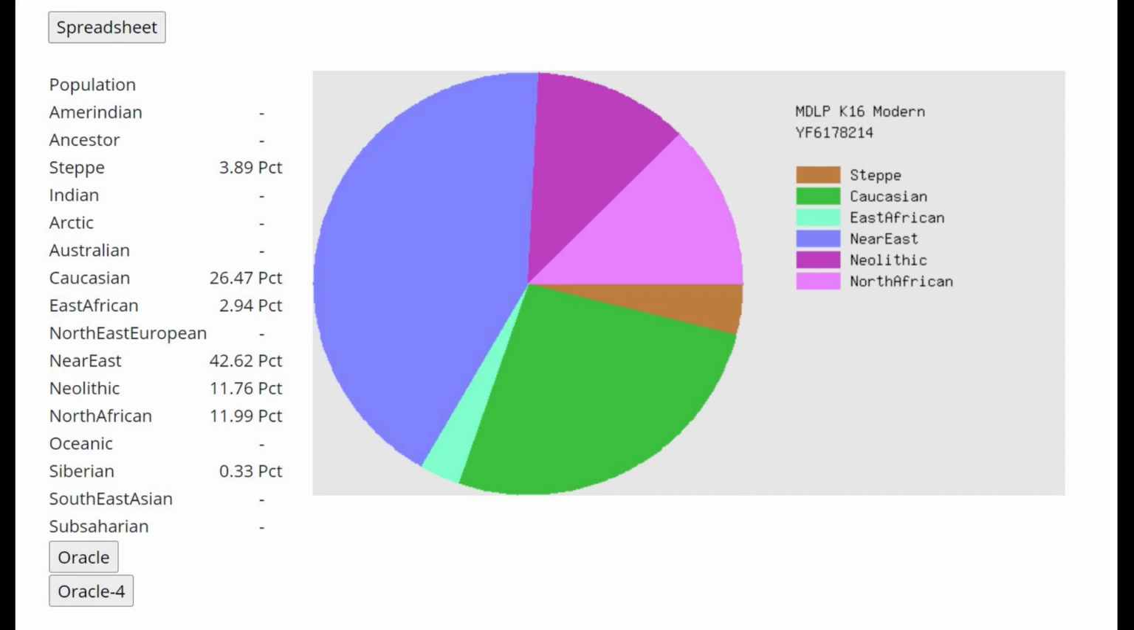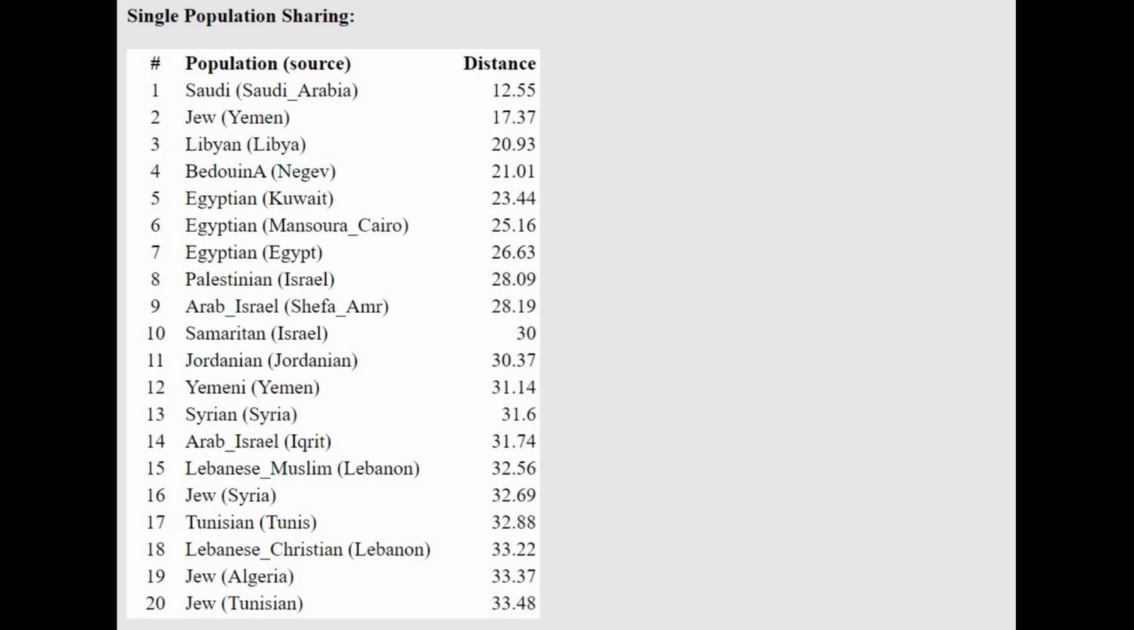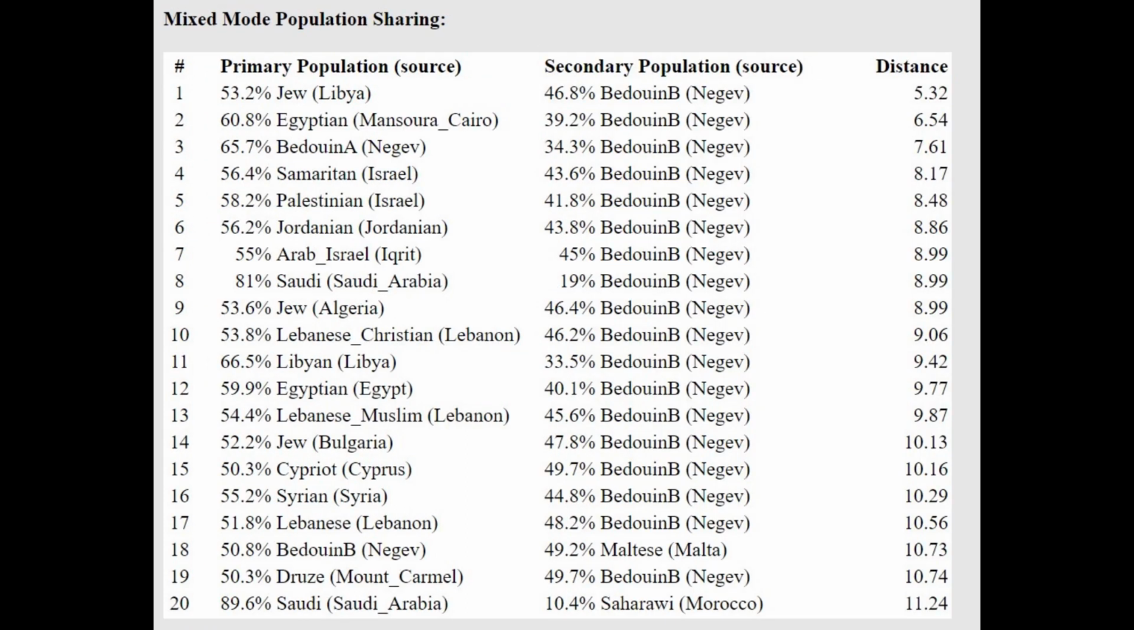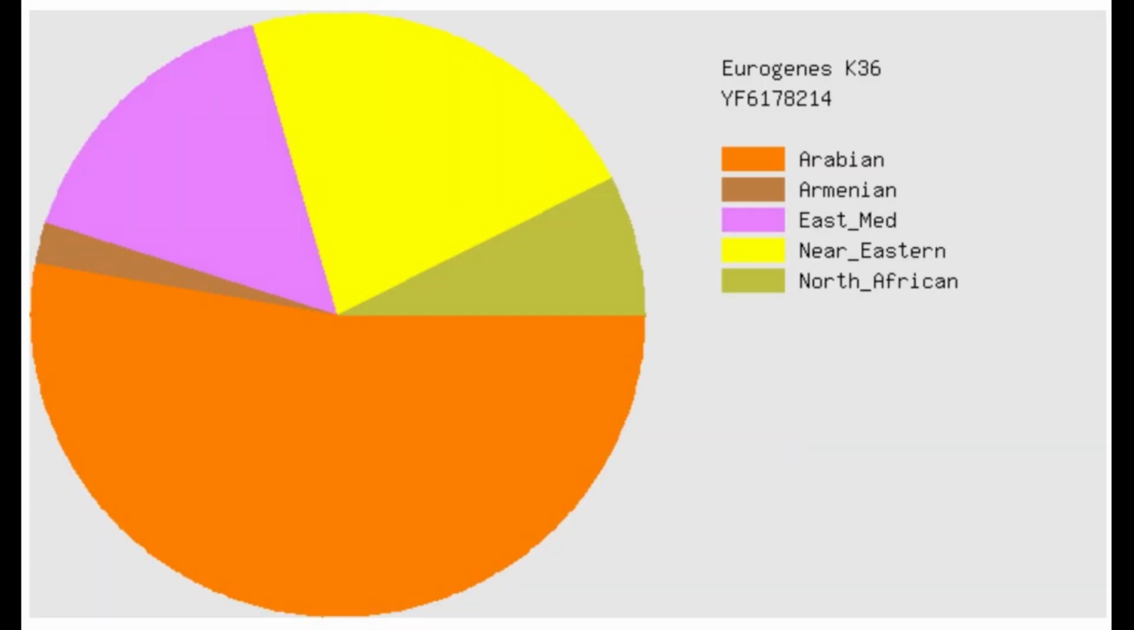This is what he's scoring with MDLP K16. Once again, you can see the biggest component here is Near East, which I'm guessing is some kind of Natufian-like component. Plus, there's a little bit of Caucasian. There is 4% steppe, which is kind of nothing. There is also no Sub-Saharan African in this individual. So this individual is very southern. Once again, you can see with the Oracle closest to Saudis, followed by Jews from Yemen, and actually getting one of those a mixture of Jewish plus Libya, which is kind of like Levantine plus Bedouin. So once again, very peninsular Arab result.